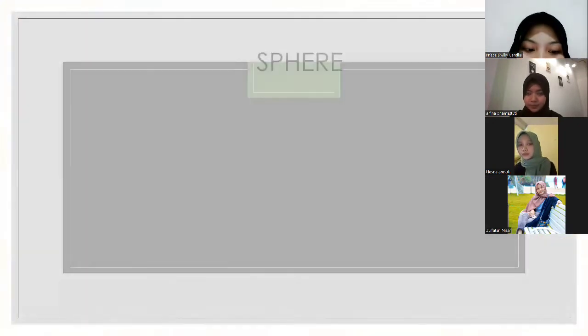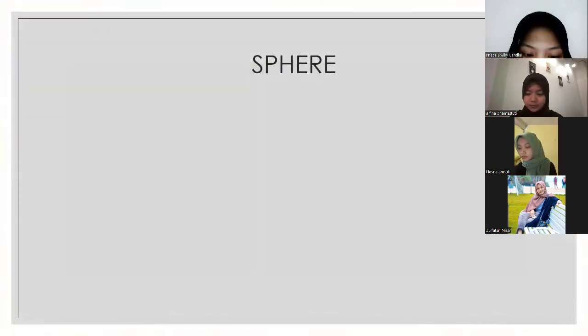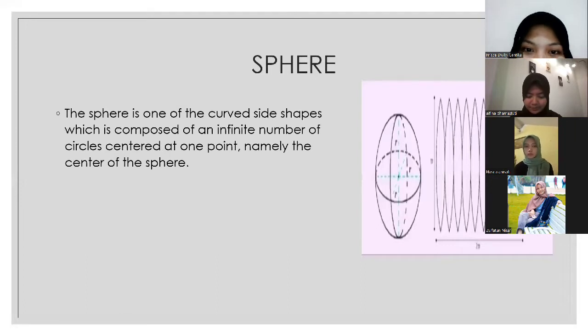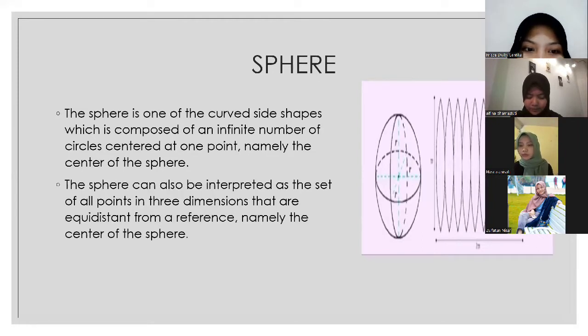In this learning, we will learn mathematics, the material on the curved sides of a sphere. The sphere is one of the curved side shapes which is composed of an infinite number of circles centered at one point, namely the center of the sphere. And number two, the sphere can also be interpreted as the set of all points in three dimensions that are equidistant from a reference, namely the center of the sphere.